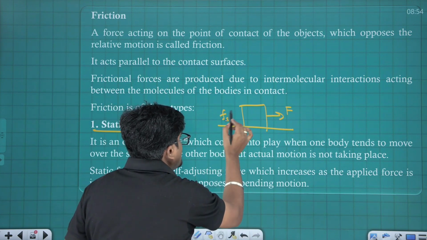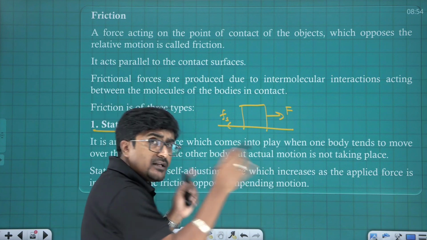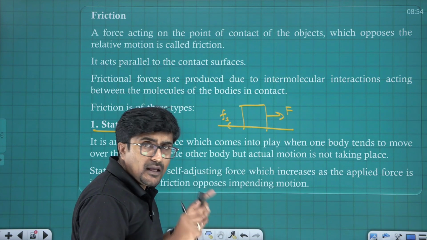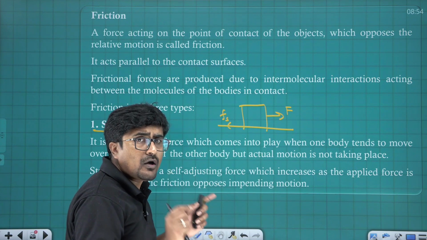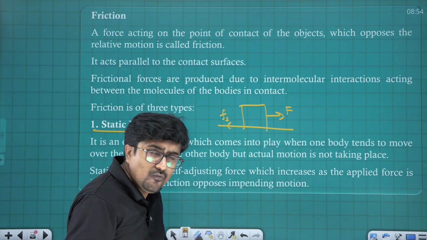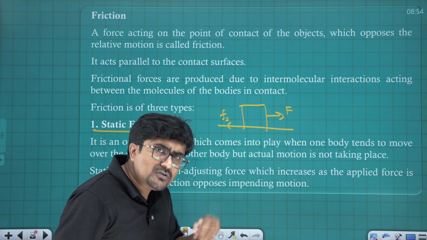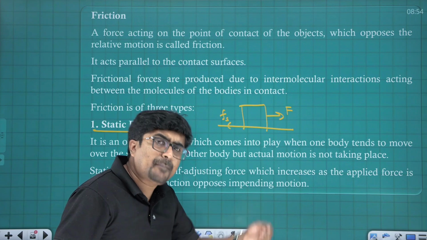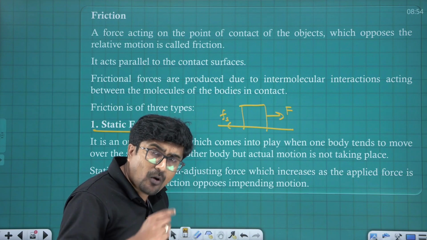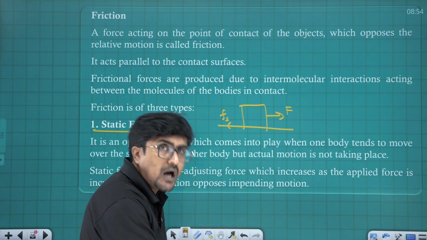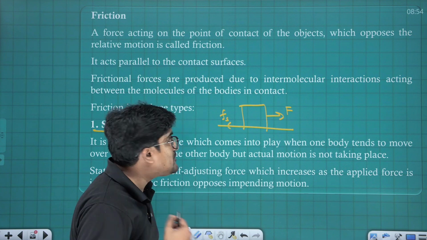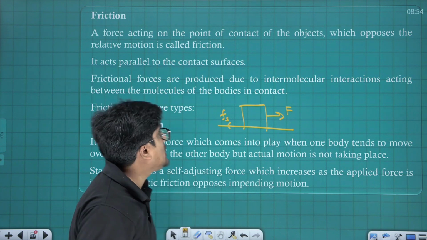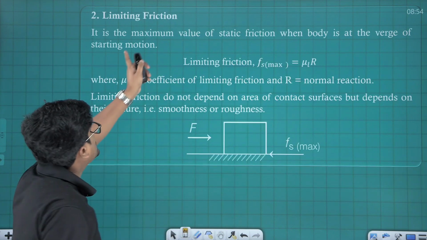Static friction. If you keep on increasing this force, at a particular moment, it will just start moving. That means just before that there was a maximum value, isn't it? And that maximum value is known as what?